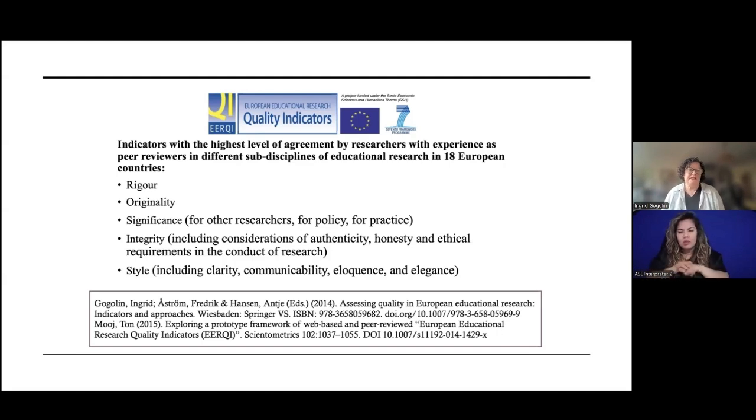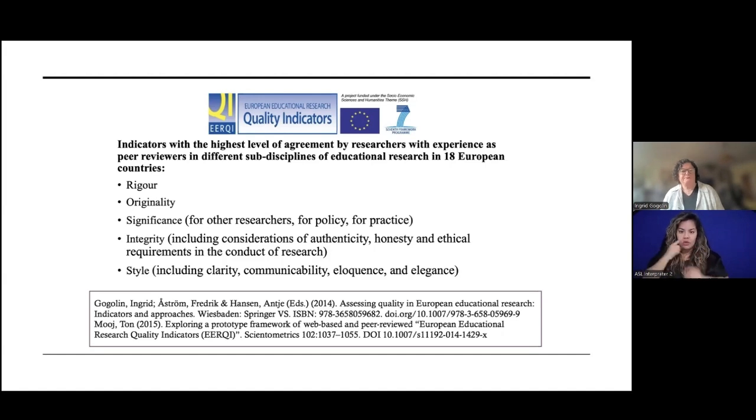It is integrity, meaning including considerations of authenticity, of honesty and ethical requirement in the conduct of research, and the style, including clarity, people must understand it, eloquence, and what we consider to be necessary also is some elegance of the style. So several thousand education researchers in 18 European countries agreed on these 5 indicators for quality.